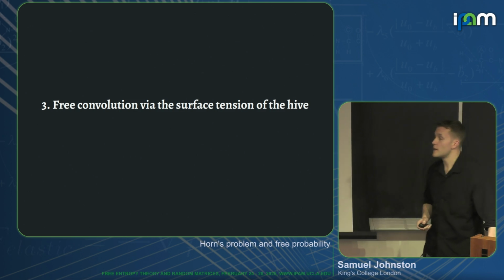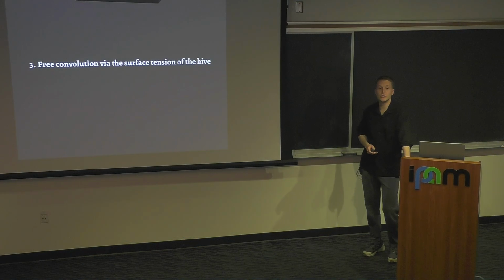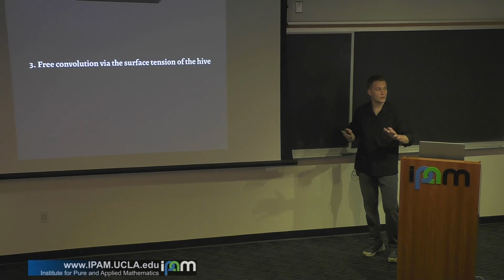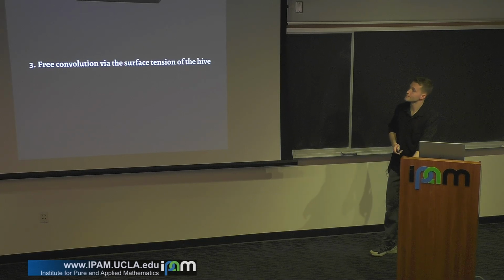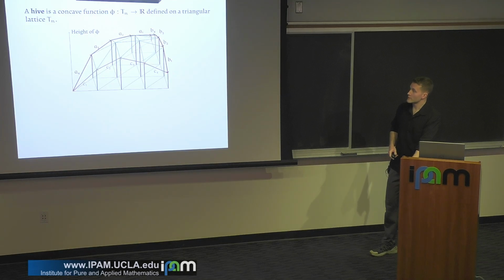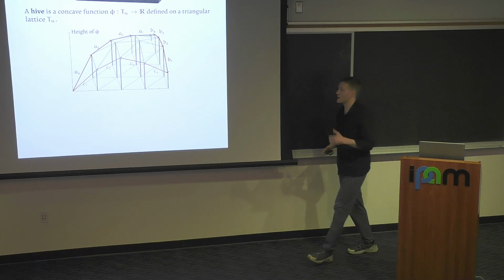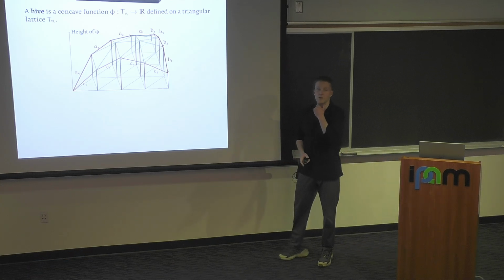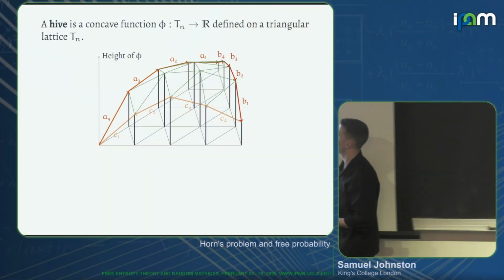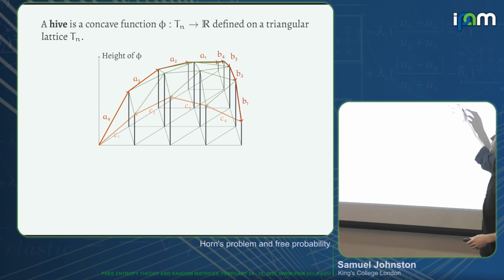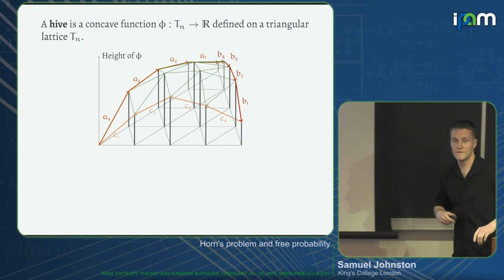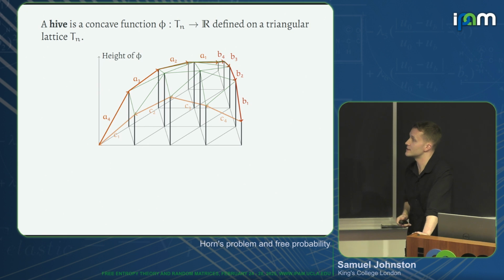Okay, so I want to close by finally discussing how free convolution conjecturally seems to emerge from the statistical physics behavior of these hives, which Harry discussed. From a geometric perspective, a hive is simply a concave function phi defined on a triangular lattice Tn. So here I have my triangular lattice Tn, and I have a concave function phi defined on the vertices of this lattice.